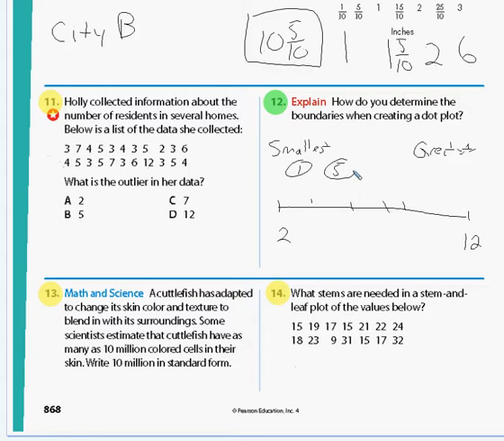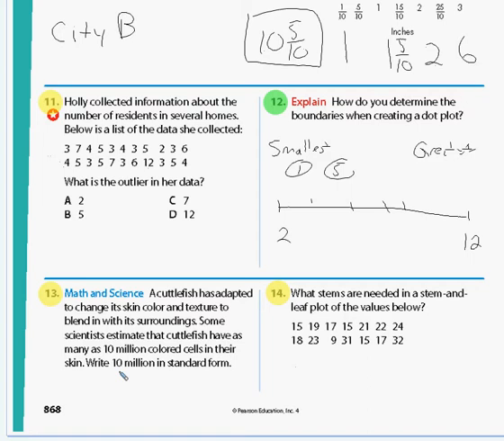Okay, a cuttlefish has adapted to change its skin color and texture to blend with its surroundings. Some scientists estimate that a cuttlefish has as many as 10 million color cells in its skin. Write 10 million in standard form. Standard form is how we normally write numbers. It's just digits. Write the digits to show 10 million.